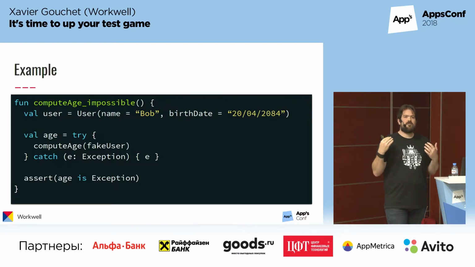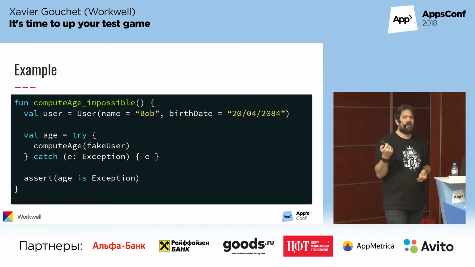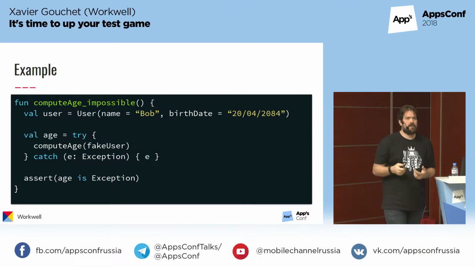Then you have other test cases. This is my naming convention. You don't have to use it, but I have what feature I'm testing, which is here compute age, and the case I'm testing, which is case OK. Then your impossible case, like I'm testing a user that's born in the future, right? And we shouldn't be able to do that, and it should raise an exception.